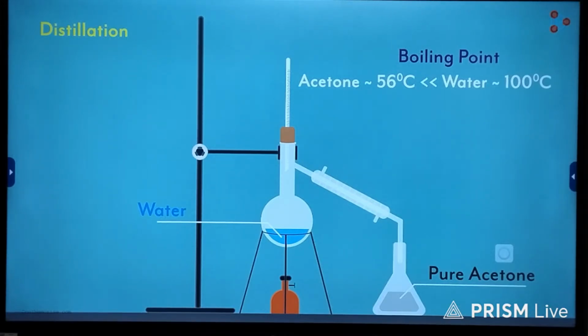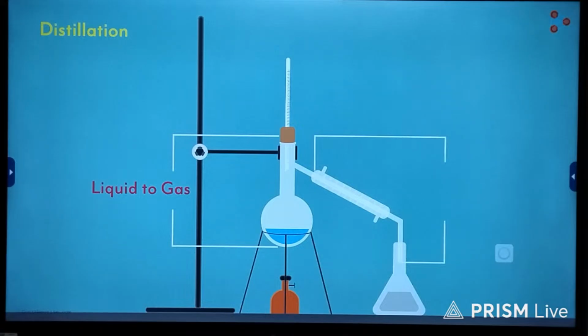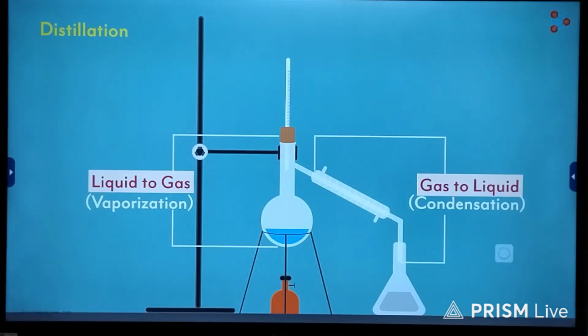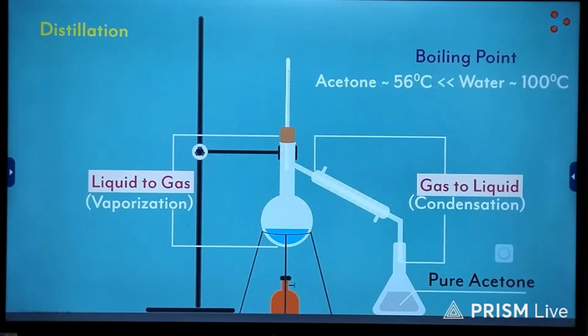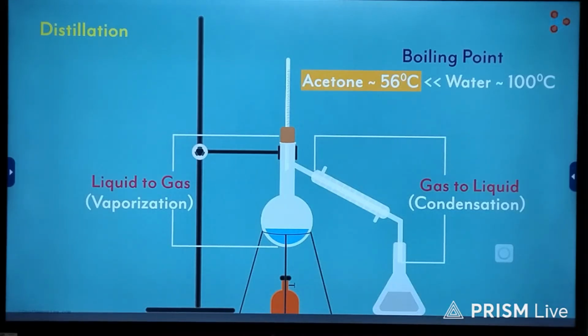There's a very simple way to understand this concept. At this stage, the change is from liquid to gaseous state, and in this section, the change is from the gaseous back to the liquid state. Liquid to gas, if you remember, is vaporization, and gas to liquid is condensation. This process happens with acetone first, as its boiling point is much lower than that of water. Whichever liquid's boiling point is lower will get vaporized first.